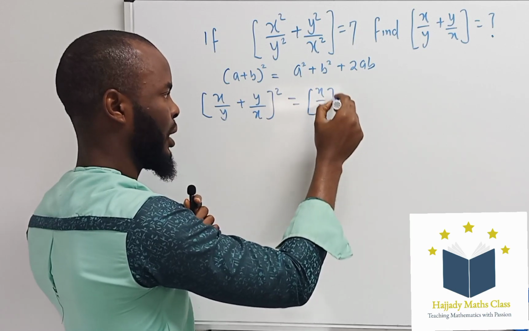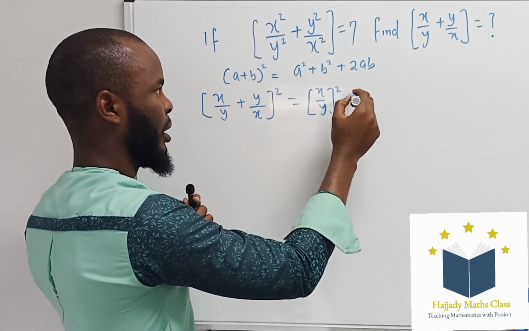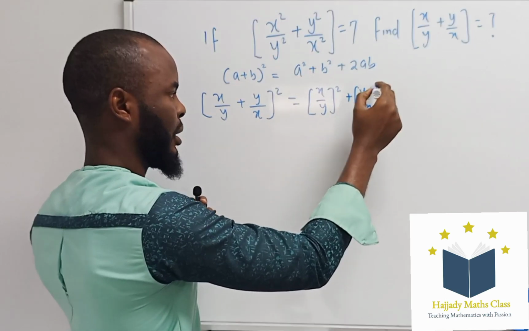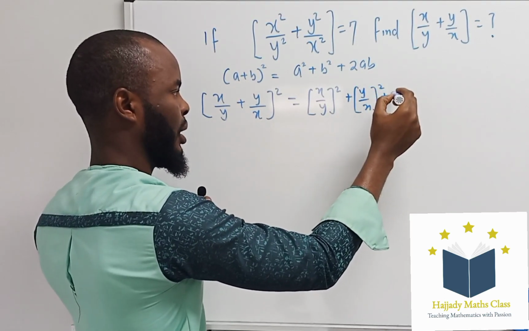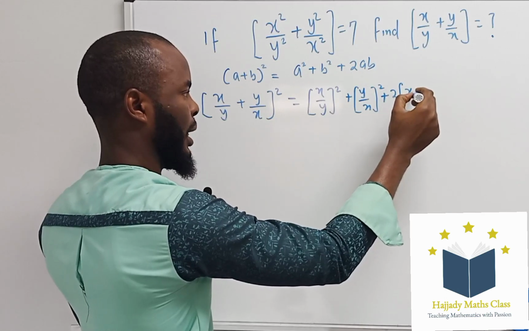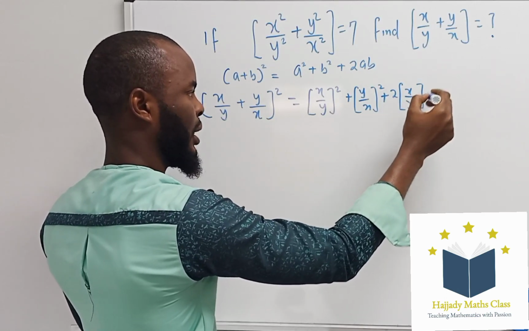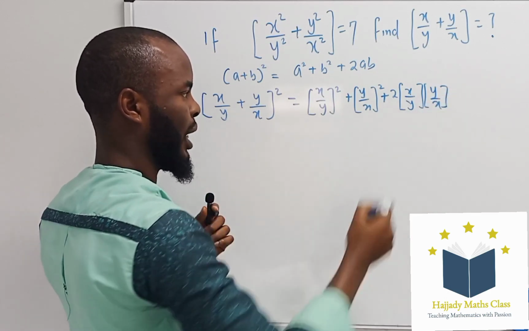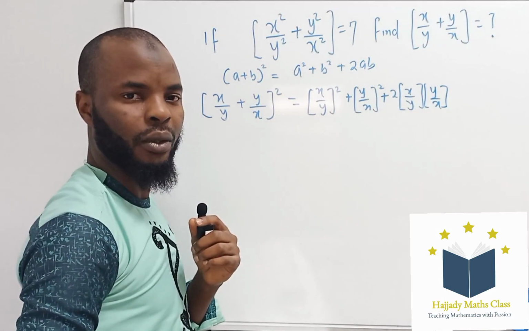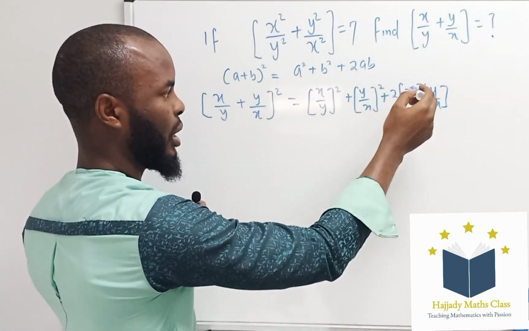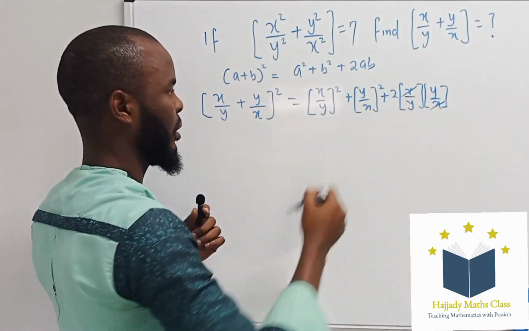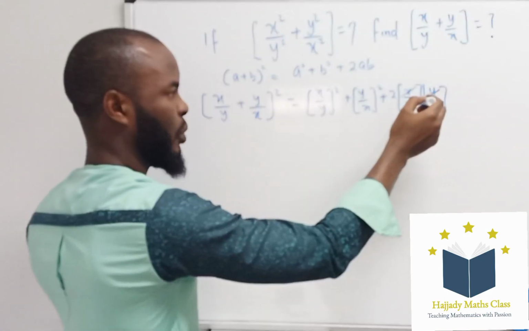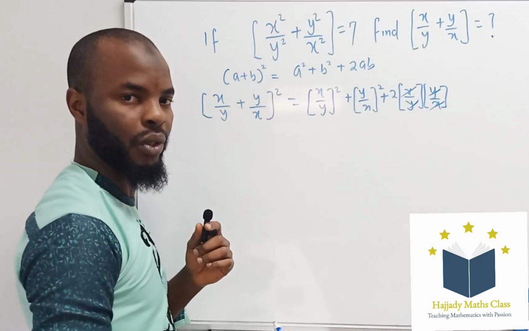So now applying this rule, I'm going to have (x over y) squared plus (y over x) squared plus 2a, which is x over y, multiplied by my b, which is y over x. Now looking at this, we can cancel out the x, and we can cancel out the y by dividing by both.